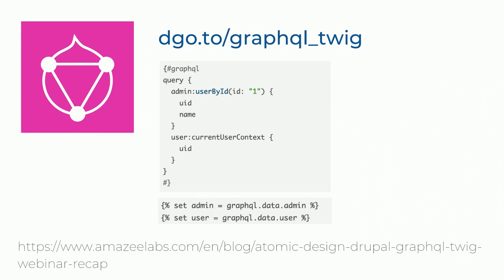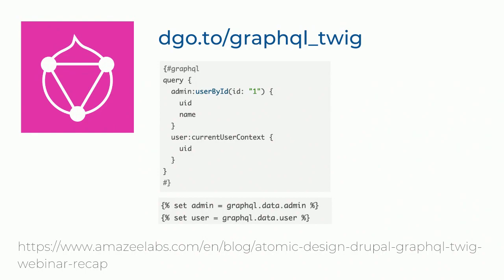Another module that has to do with GraphQL in Drupal is GraphQL Twig. So if you have a project that is not decoupled and you use Twig as template engine as Drupal 8 does, you can use this module. It provides you with a way to have your queries inside your Twig templates directly, and then you can use the information in that template and effectively override what the render would be.